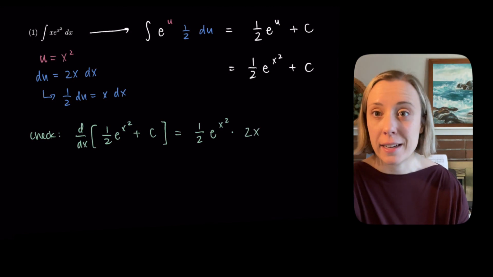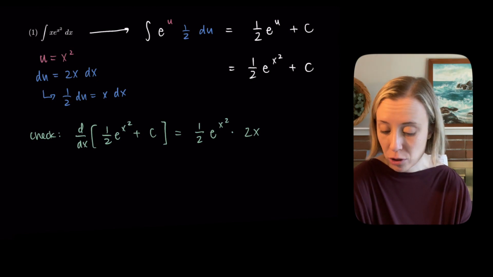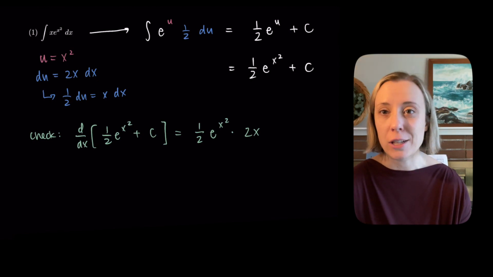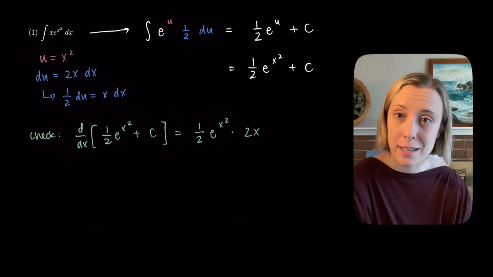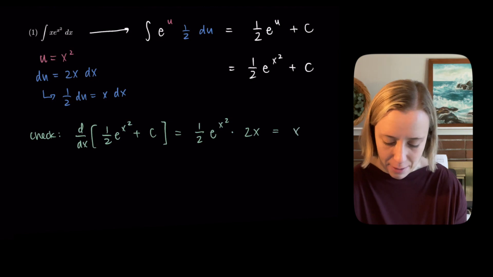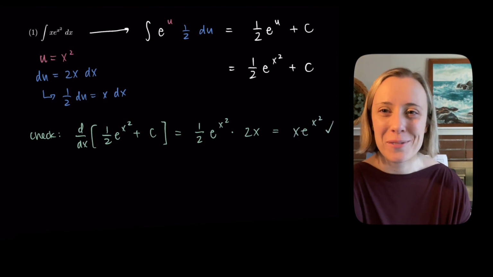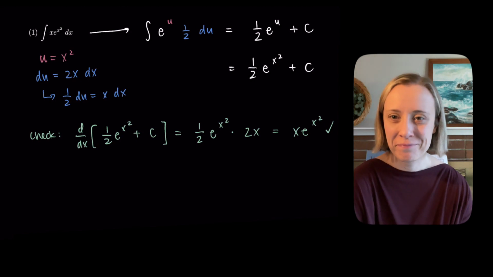And the derivative of the exponent is 2x. So I have 1/2 e to the x squared times 2x. And then the plus c, that derivative is always 0 since c is just a constant. Derivative of a constant is 0. And now when I simplify this, I should see that I'm getting x e to the x squared, which is good. That's what we started with in our original integral that we were trying to solve.